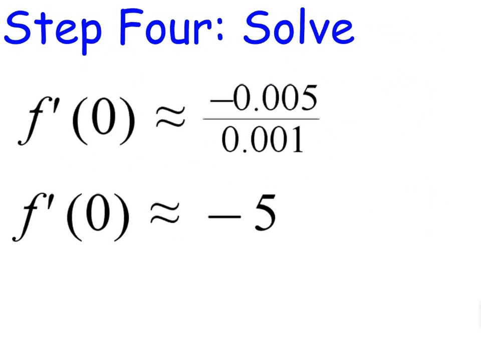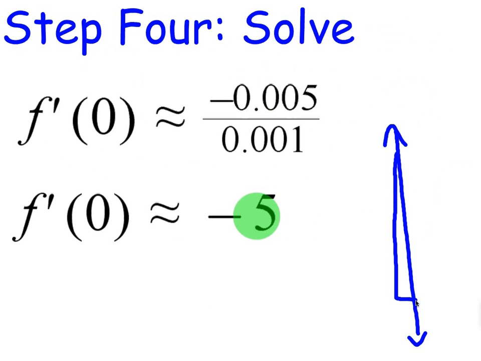So it becomes negative 0.005 divided by 0.001. And since they're in the same place value, okay, we can certainly just kind of ignore the zeros and write it as negative 5 over 1, which is just negative 5. And again, if we were looking at the graph, it would have a slope of negative 5, so it would be pretty steep going down from left to right. It would go down 5 and 1 to the right. And that'd be the slope of the tangent line.